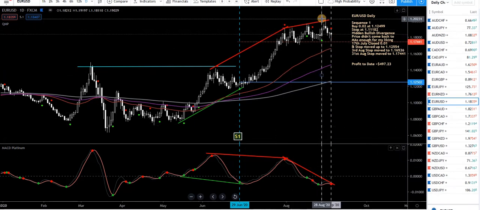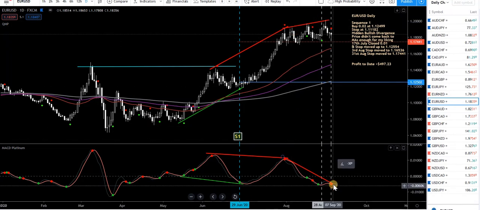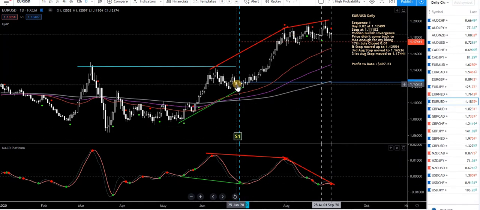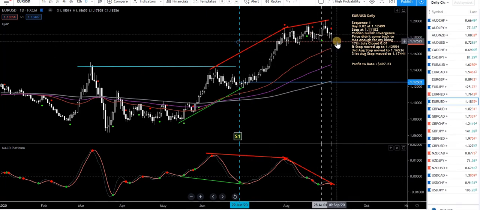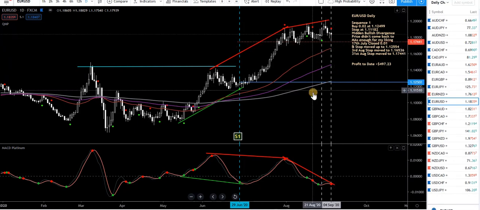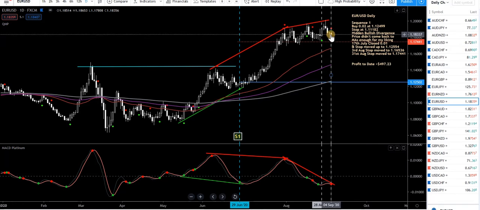You can see regular divergence here, regular bearish divergence here. My only concern is I'm in a buy here already. I've got a pretty tight stop in place, which is good. Came very close to stopping me out. I'm not taking the sell as yet. I just want to see how it opens on Monday.